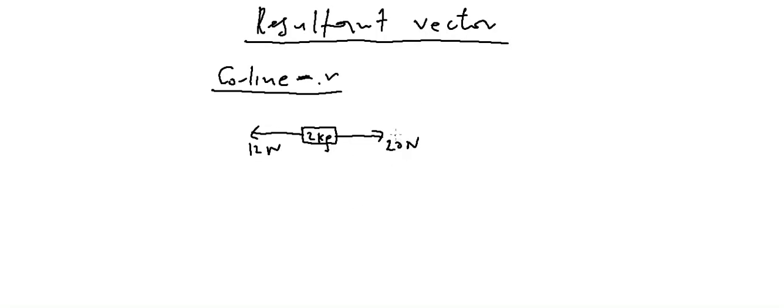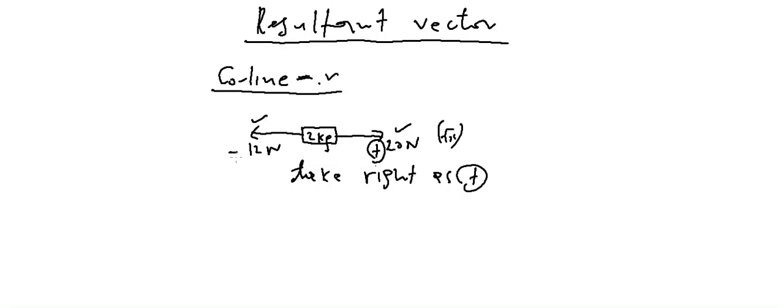So we have two vectors here, that is 20 newtons to the right and 12 newtons to the left. Since these are horizontal forces, we call them collinear vectors. When we combine the collinear vectors, to get the resultant vector of these collinear ones, we have to choose a direction. For example, we can say take right as positive. All forces to the right will be positive, which means right will be positive, but left will be negative. Then combine again to get the resultant vector.